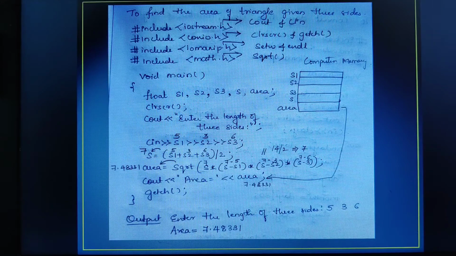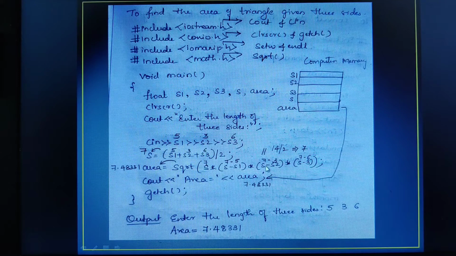See, now I have calculated the sum of 3 sides. Next step is to calculate the area. How do I calculate? This is a standard formula. Okay, it's a standard formula. So square root of S into S minus S1, where S is nothing but the sum of the sides divided by 2, and S1 is the length of the first side. So here the length of the first one is given as 5.